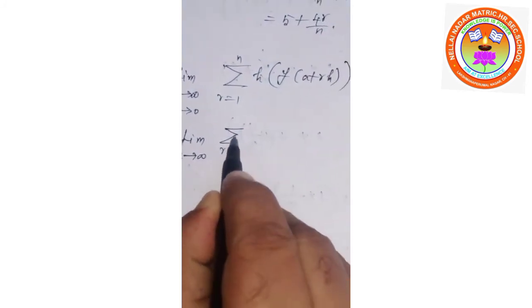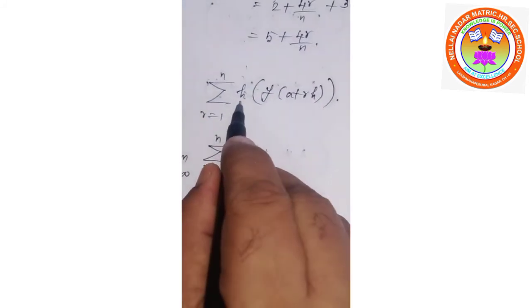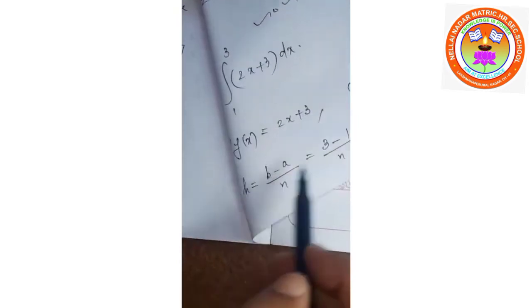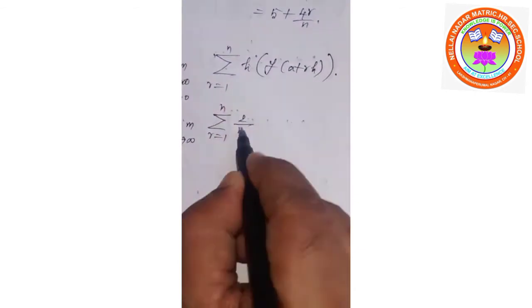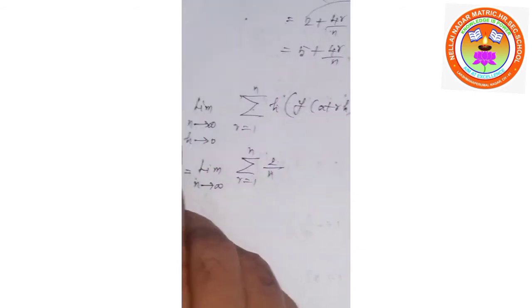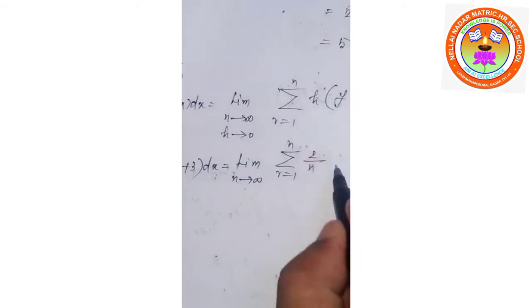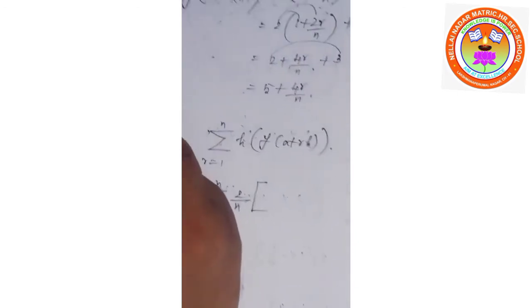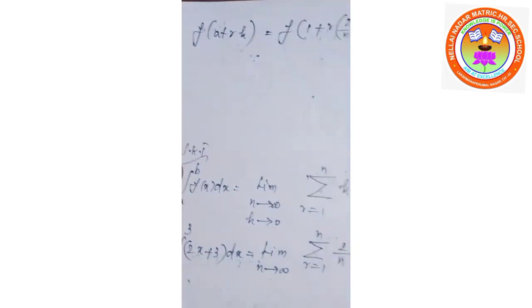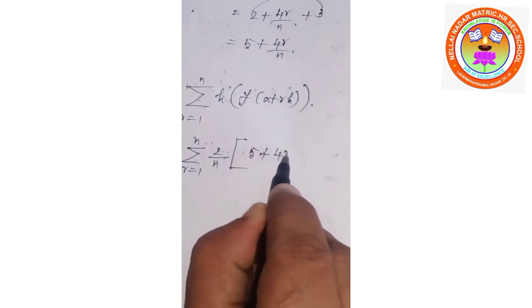sigma r equals 1 to n. h can be replaced by, what is the value of h? h is equal to 2 by n. Since h is in terms of n, you need not write h tends to 0 in the second line. Then f of a plus r into h, what is the value? 5 plus 4r by n.